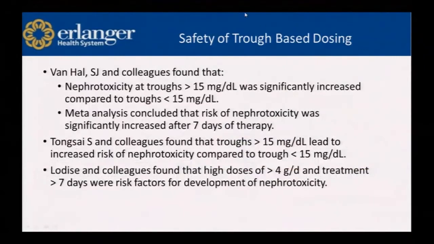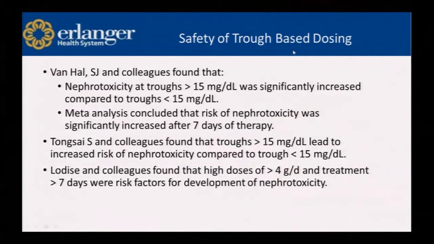So to summarize what I've just discussed on nephrotoxicity, Van Hal and colleagues found that nephrotoxicity at troughs greater than 15 was significantly increased when compared to troughs of less than 15. And they concluded that the risk of nephrotoxicity was significantly increased after 7 days of therapy. Tongzai and colleagues also echoed that same sentiment, that troughs of greater than 15 led to increased risk of nephrotoxicity when compared to troughs less than 15.